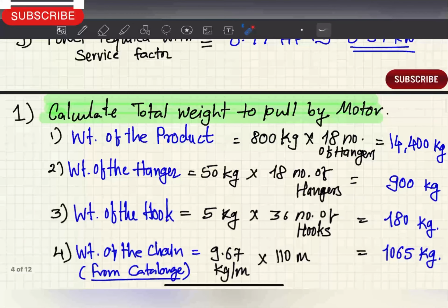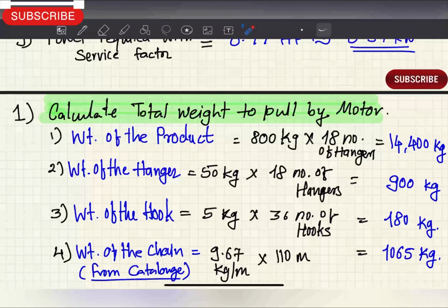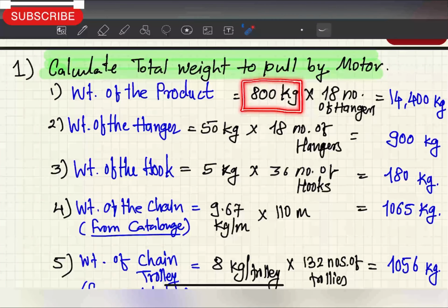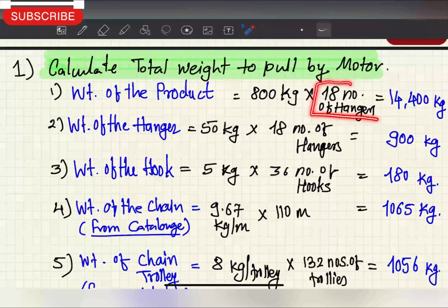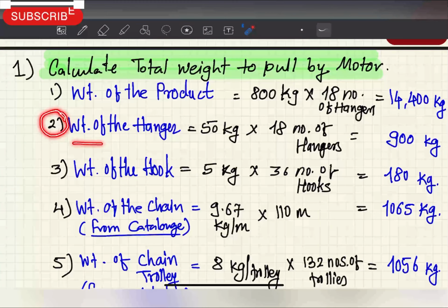Now first point we will see how to calculate total weight to pull by the motor. For this we need a weight of the product. Here we have considered 800 kg is the weight of the product, and we have 18 number of hangers as per the length of the conveyor or customer requirement. These both data have been given by the customer. Now if we multiply 800 kg with the 18 number of hangers, we will get 14,400 kg of product weight we need to carry.